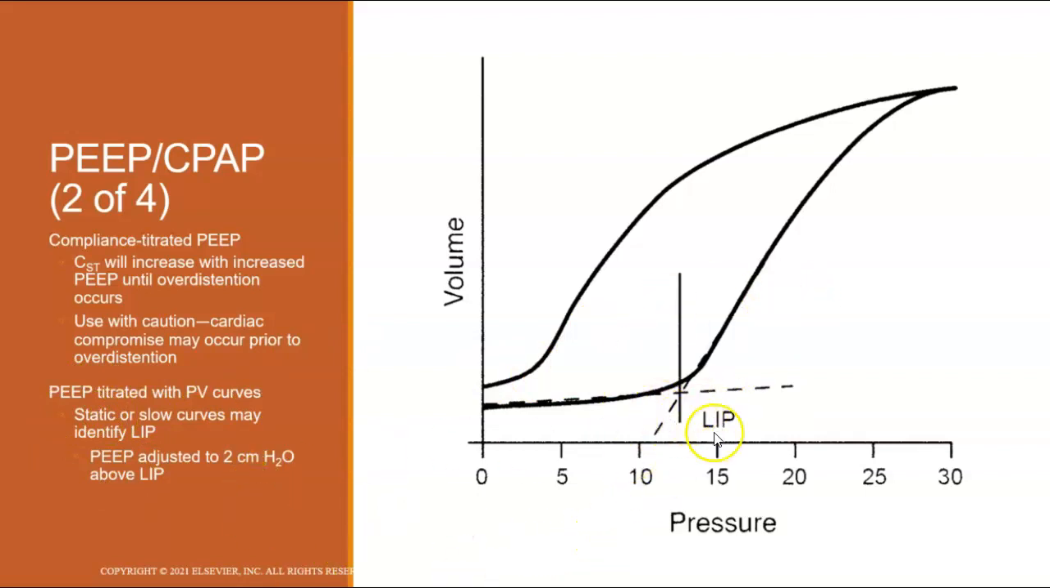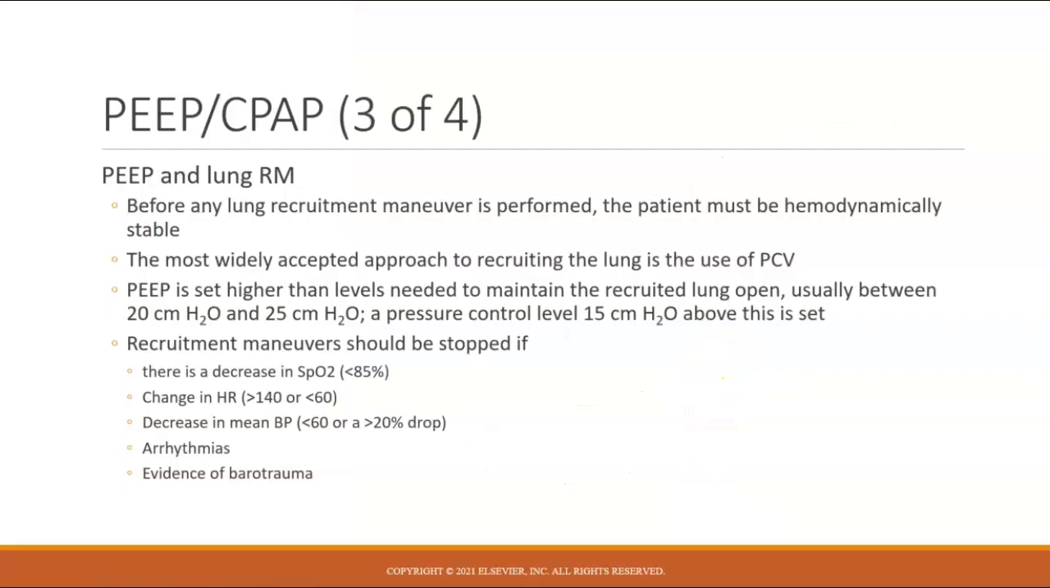You're going to find this LIP, this lower inflection point, and then adjust your PEEP to usually about 2 centimeters of water pressure above that to make sure your alveoli stay open. You can also set your PEEP using a lung recruitment maneuver. Before any lung recruitment maneuver is performed, you need to make sure that your patient is hemodynamically stable, meaning that they have a decent blood pressure.